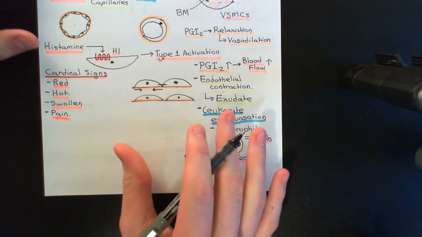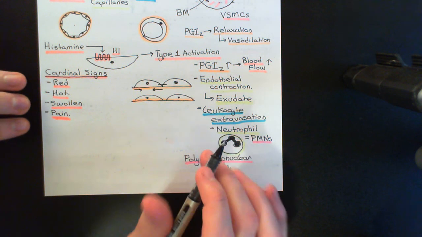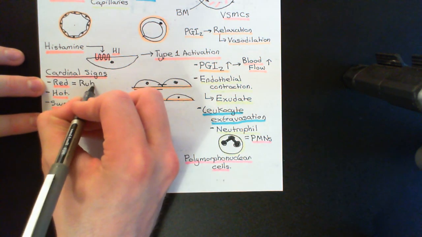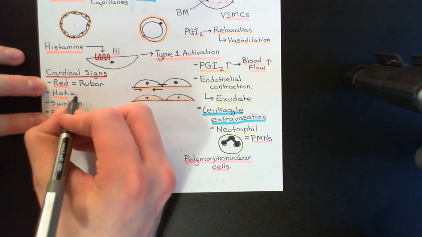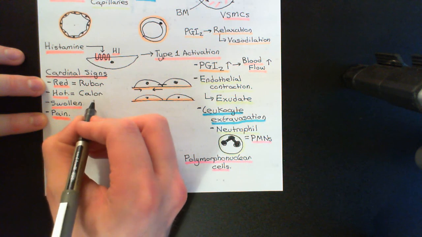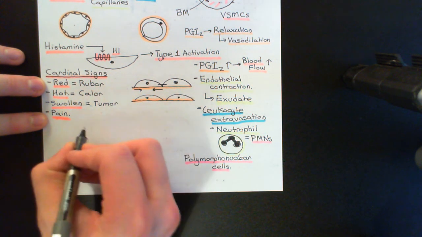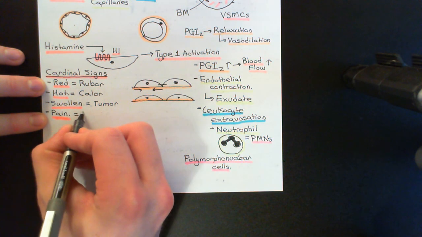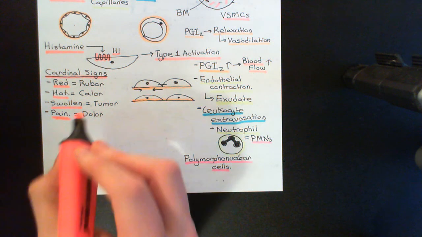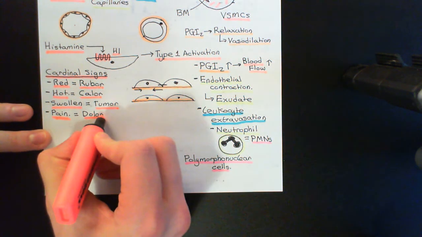Now, people often love to state the cardinal signs of inflammation in Latin rather than in English, so I'll just give you the Latin words for this. So redness, rubor is the Latin word for that. Hot, calor is the Latin word for that. Calor means heat in Latin. Swollen, tumor, tumor means swelling. And then finally pain, that's dolor. Okay, so if you hear people talking about rubor, calor, tumor, dolor, those are just the Latin words for the cardinal signs of inflammation here.